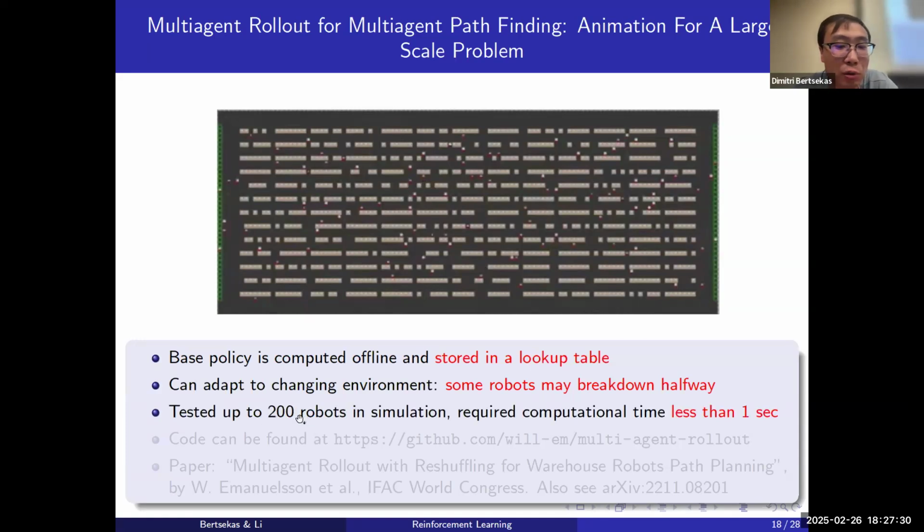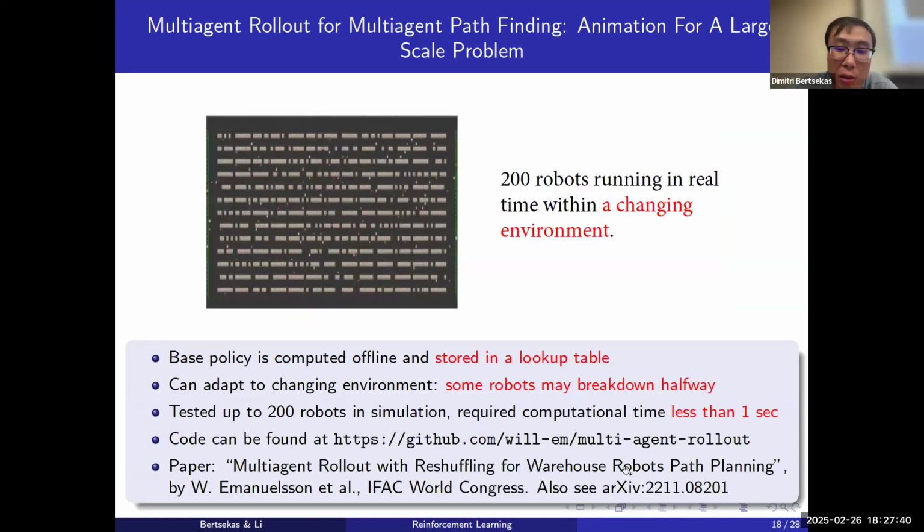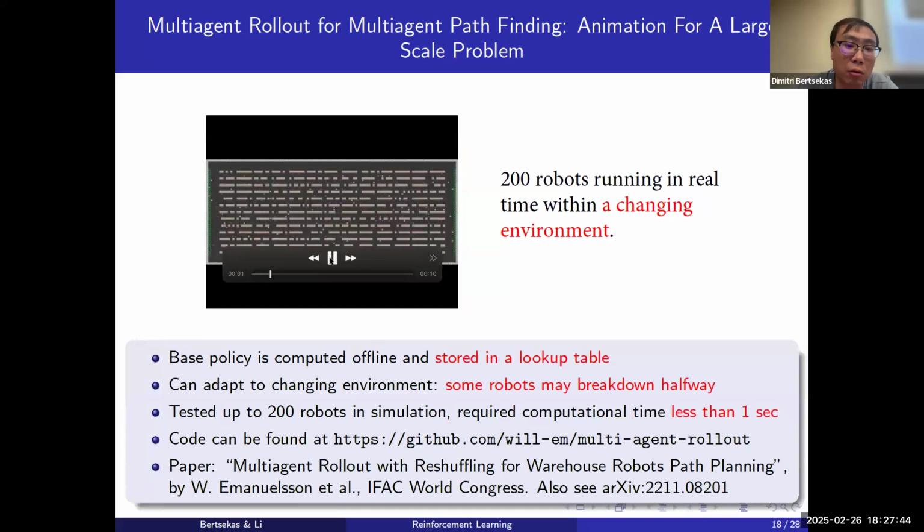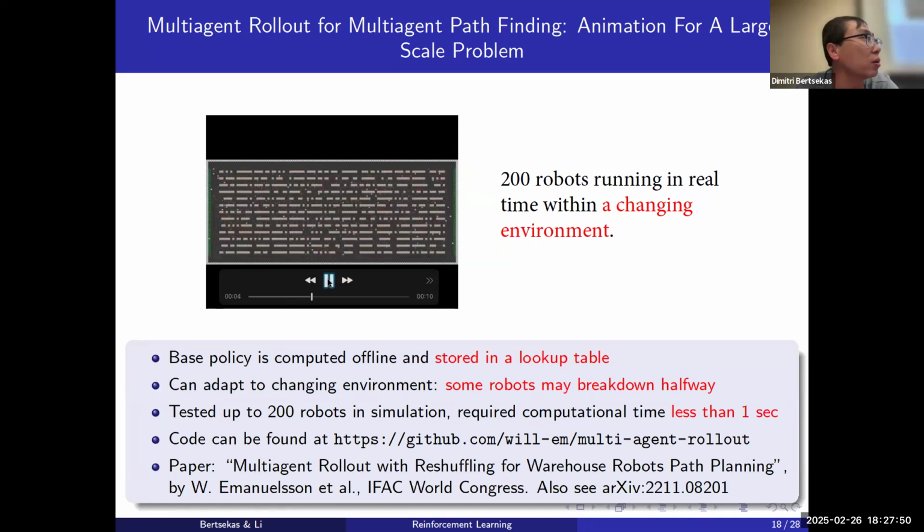And we tested up to 200 robots in simulation and required computation time way less than a second. You can find the code here, and the paper is given here. Now, unfortunately, this is a low resolution animation, but you can see this is run in real time. It's done in, I don't remember, C or C++ code.